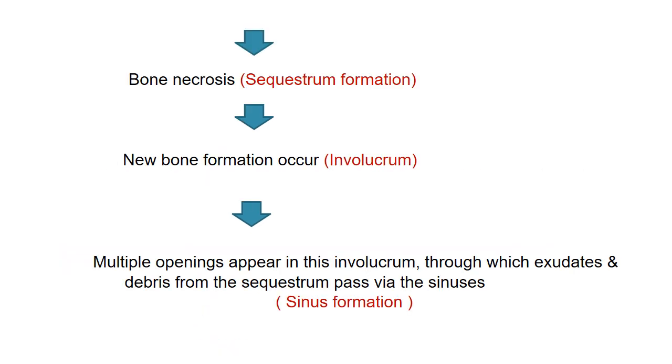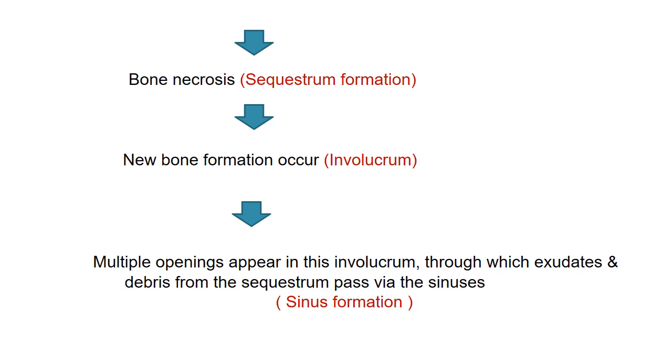If the surrounding periosteum is intact, this sequestrum formation will be responded to by the body with activation of the periosteum, and that periosteum lays down a rim of newly forming bone. That new bone formation which occurs around the sequestrum is called involucrum.